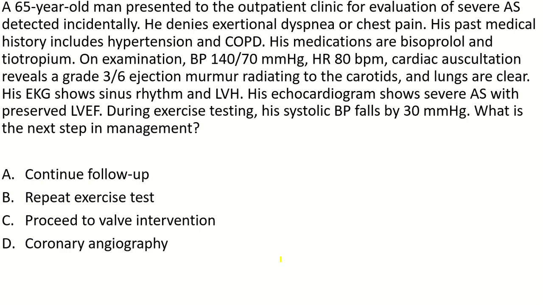So, what is the next step in managing this patient? The patient has a preserved left ventricular ejection fraction and severe aortic stenosis. However, his blood pressure falls by 30 millimeters of mercury. Therefore, we have hemodynamically significant aortic stenosis. Apparently, the patient has no severe symptoms. His COPD may raise a query for high surgical risk. However, in this case, I will proceed with valve intervention.